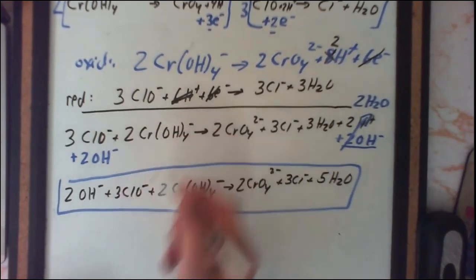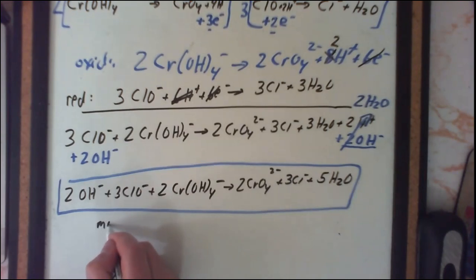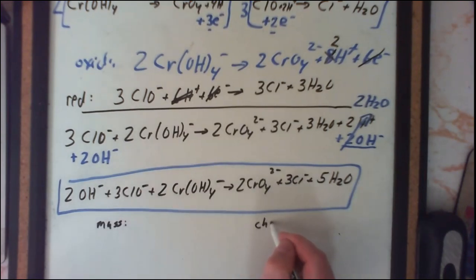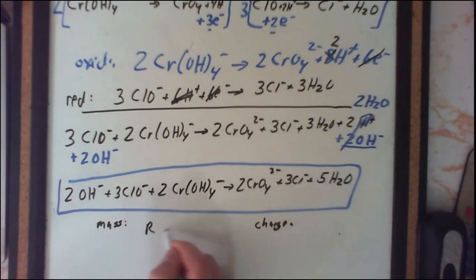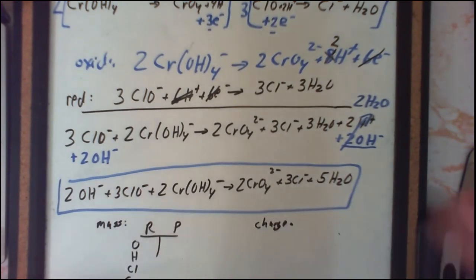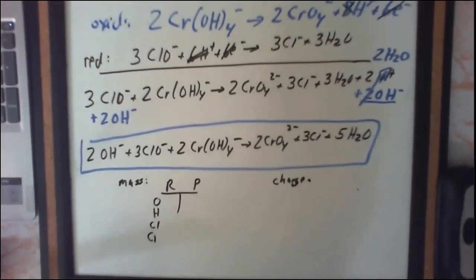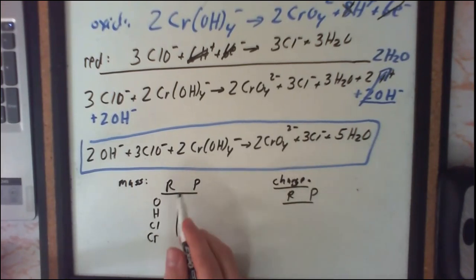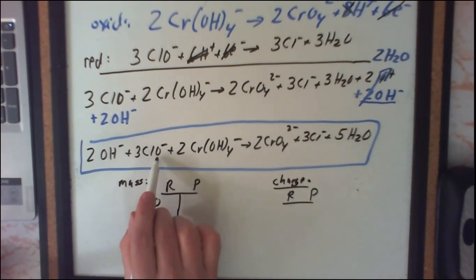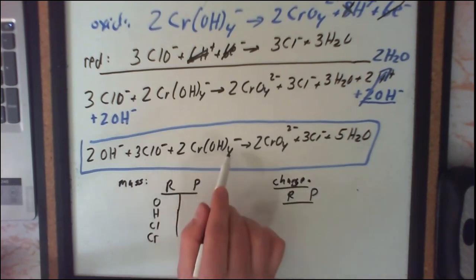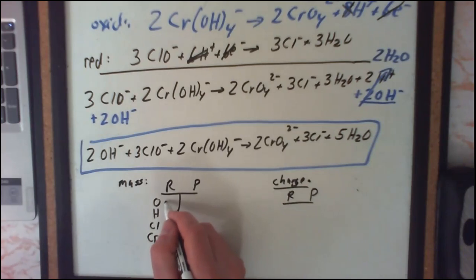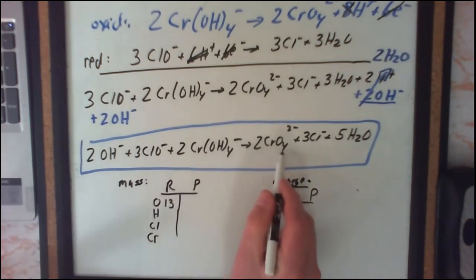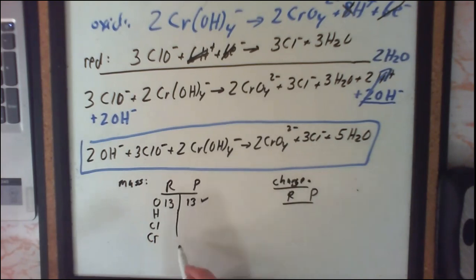But I want to check it because there's lots of room for error here. So by mass and then by charge, we have reactants and products. We have oxygen, hydrogen, chlorine, and chromium, which are kind of off the scale here. And then, of course, charge, reactants, and products. So we have oxygen, we have 2 plus 3, it's 5 oxygens, plus 8 gives me 13 oxygens. 8 plus 5 also gives me 13 oxygens.